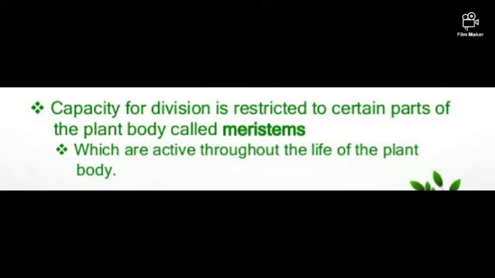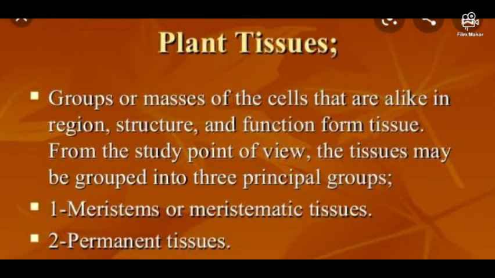The capacity for division is restricted to certain parts of the plant body that are called meristems. These are active throughout the life of the plant. Plant tissues are the group or masses of the cells that are alike in origin, structure and function. They form a tissue. From the study point of view, the tissue may be grouped into two principal groups. Here we have a printing mistake: the meristematic tissues and the permanent tissues. So we will be taking meristematic tissues and as a revision, let's see what we have for today.